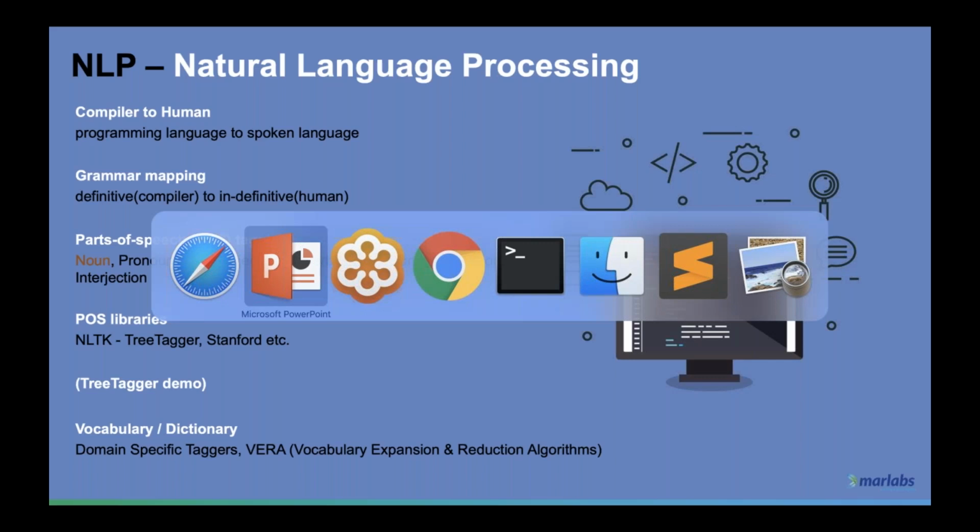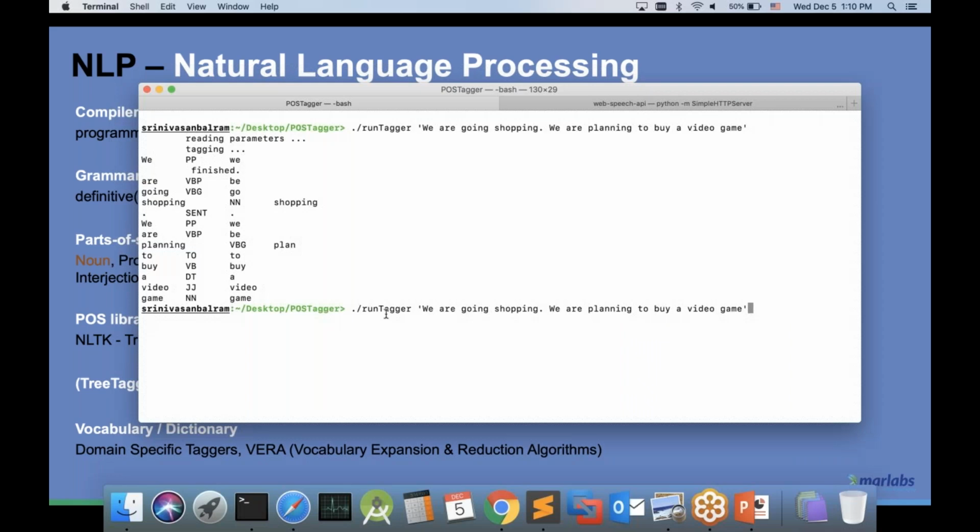The reason I chose the tree tagger is because it is used both by the Stanford parser as well as NLTK. They both use the Penn Treebank tag set, and it is also used by R. R internally uses this tree tagger. So bottom line, you use a parts of speech tagger, you try to extract the different parts of speech and you try to make sense of it.